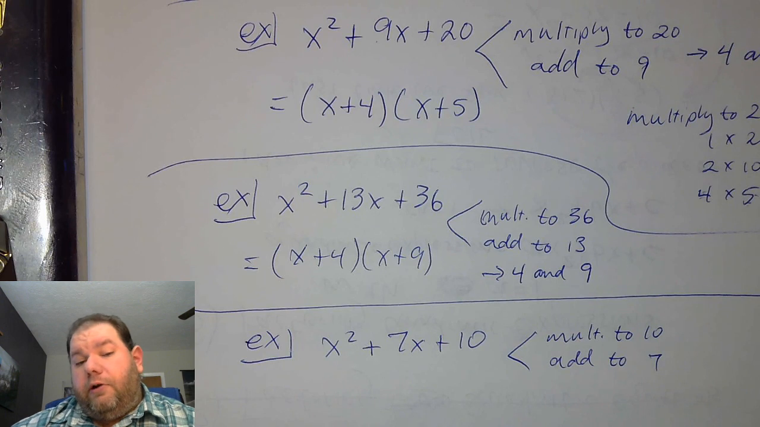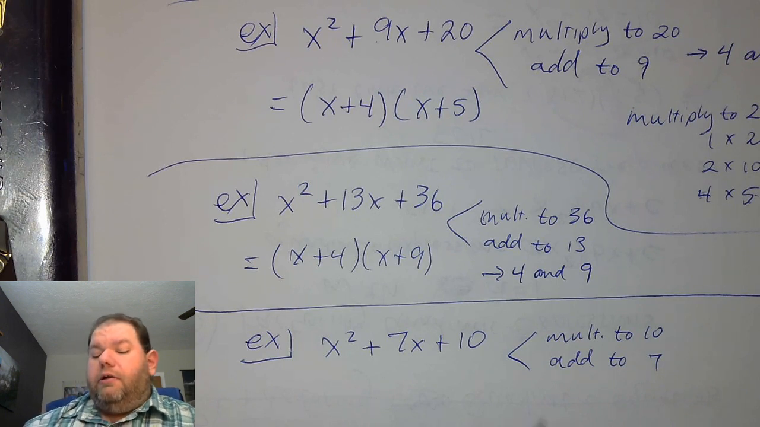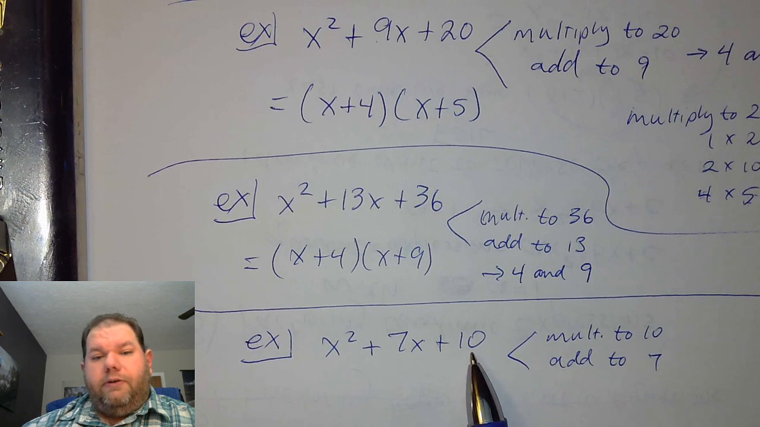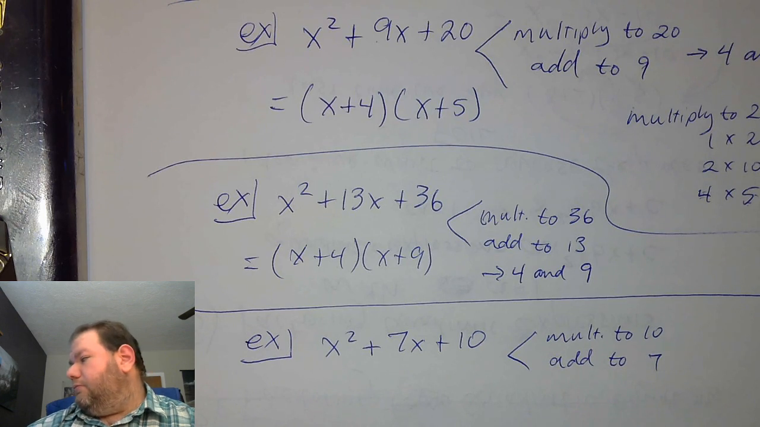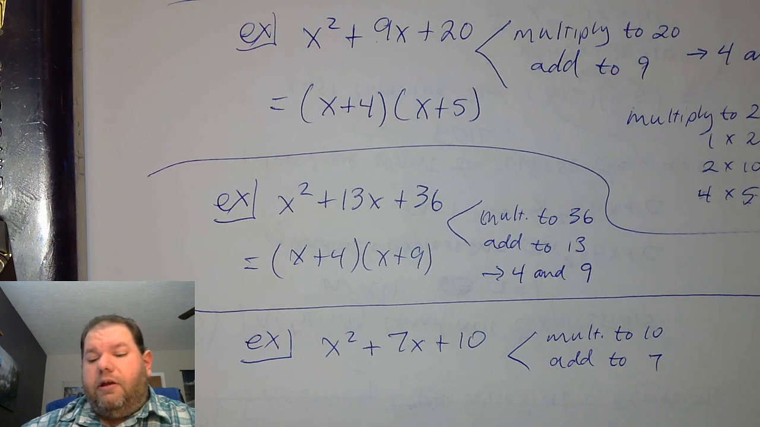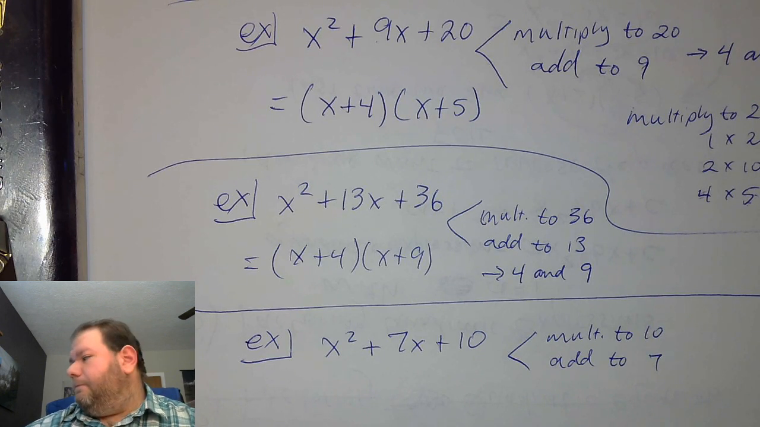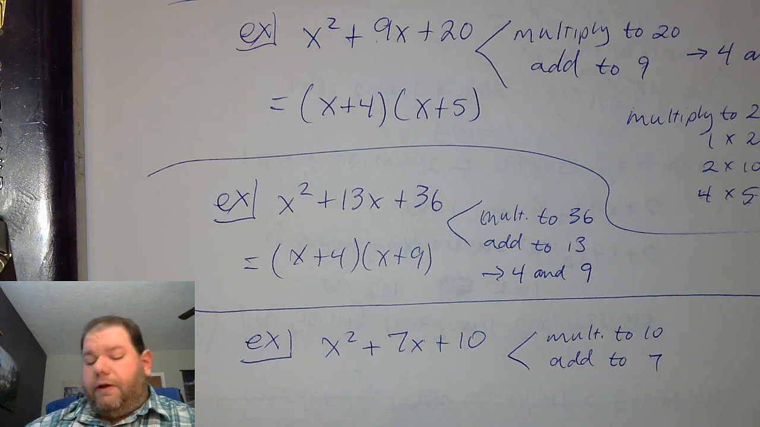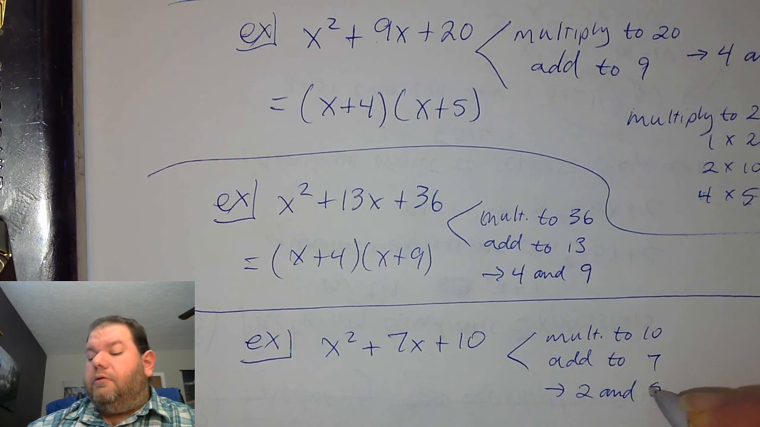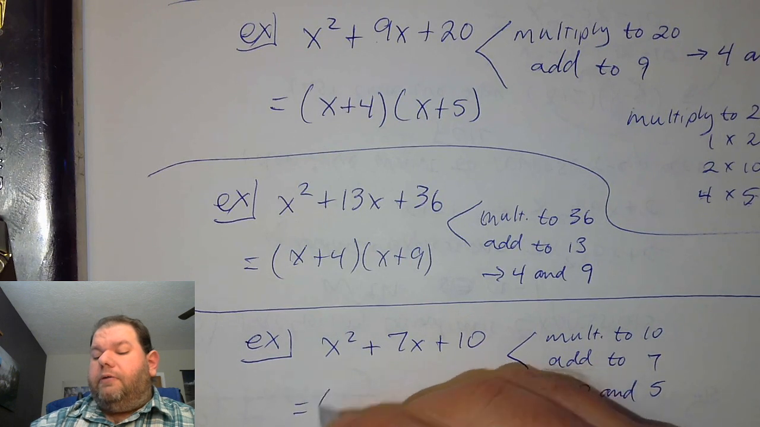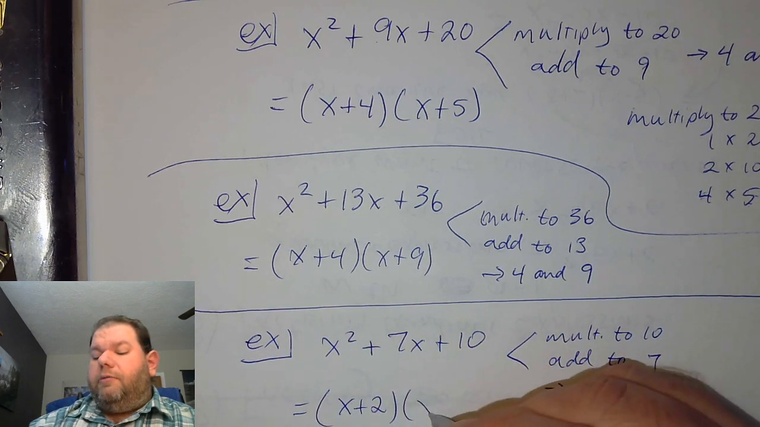Okay, what if we have x squared plus 7x plus 10? We need two numbers that multiply to this last term, 10, and add up to the middle term, 7. This and the GCF are two entirely different things, but I'll show you an example where we can use them together. That'll be one of the next examples. 2 and 5, good. So we have x plus 2, and we have x plus 5.